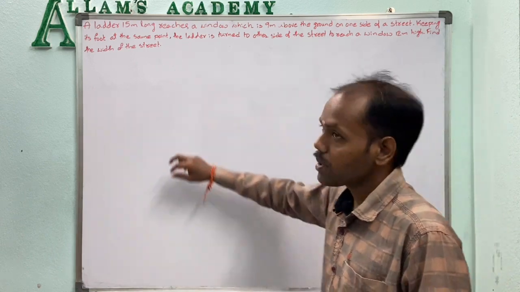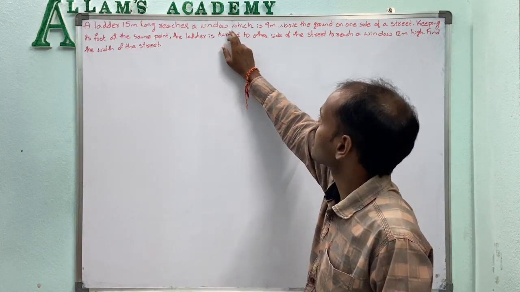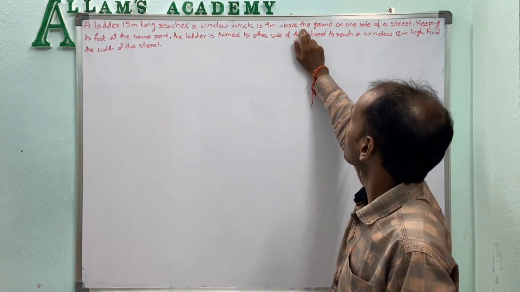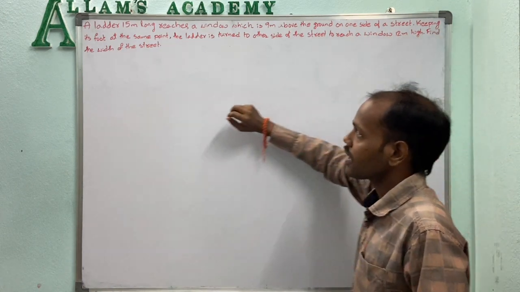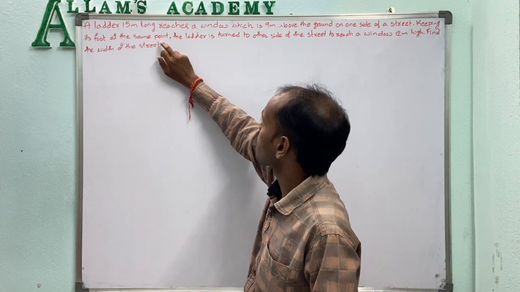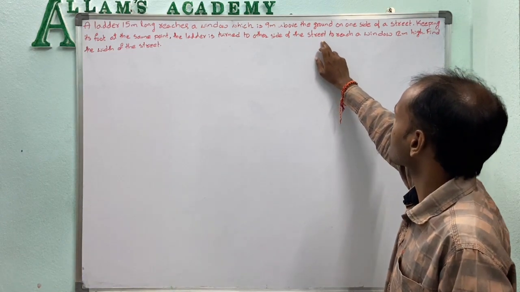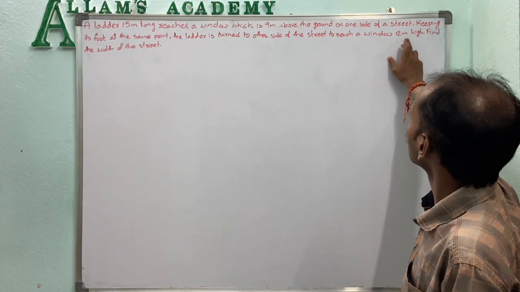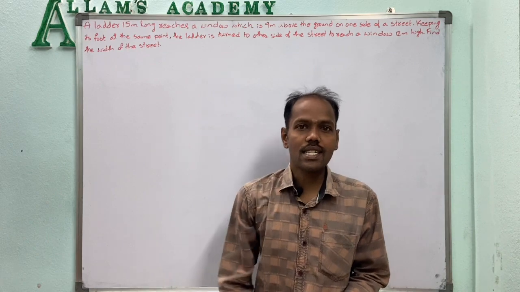So the first problem given is: a ladder 15 meters long reaches a window which is 9 meters above the ground on one side of a street. Keeping its foot at the same point, the ladder is turned to the other side of the street to reach a window 12 meters high. Find the width of the street.